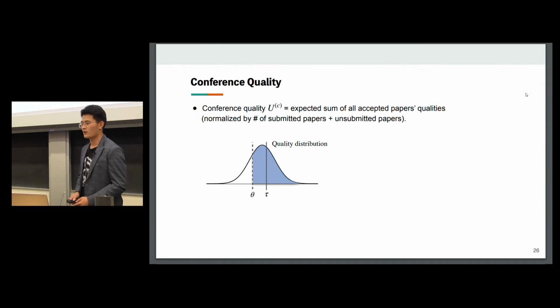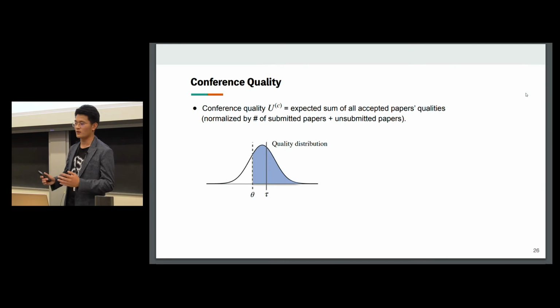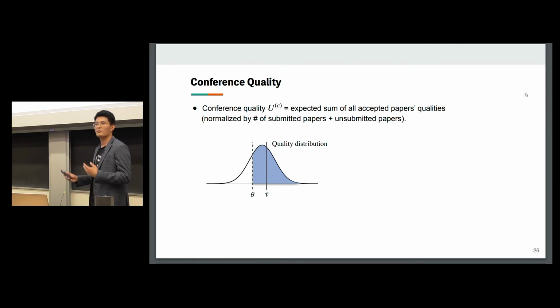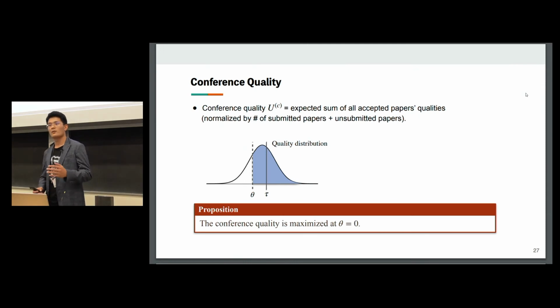So the conference quality will be defined this way. If you look at this figure, where the quality distribution is this Gaussian one, then the conference quality will be exactly equal to this blue area, which covers all the papers above the de facto threshold. Stare at this a little bit longer, and then we're trying to understand what is the optimal acceptance threshold that maximizes the conference quality. That will be the one that leads to a de facto threshold of 0, where only the good papers are submitted and eventually accepted.